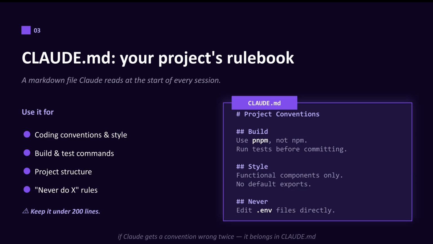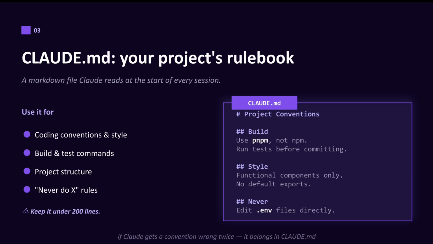Here is a real example. Use pnpm, not npm. Run tests before committing. Functional components only. Never edit .env files directly. Every session, every convention, Claude knows these things without you typing them.